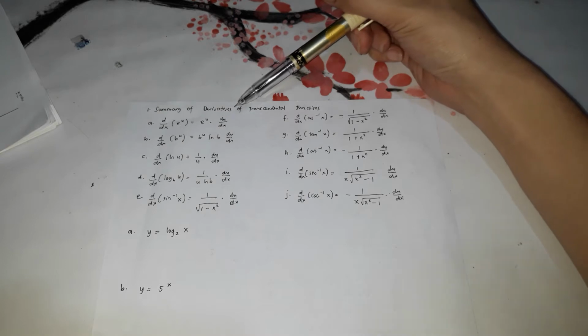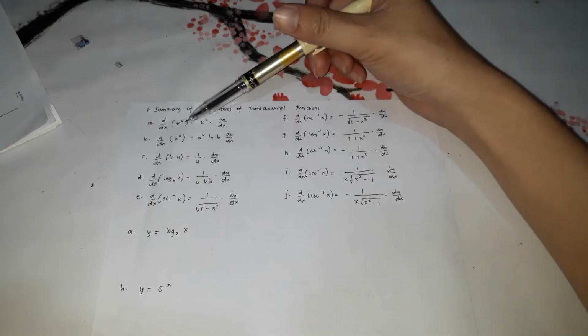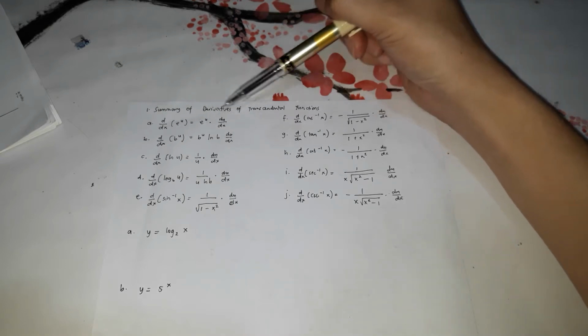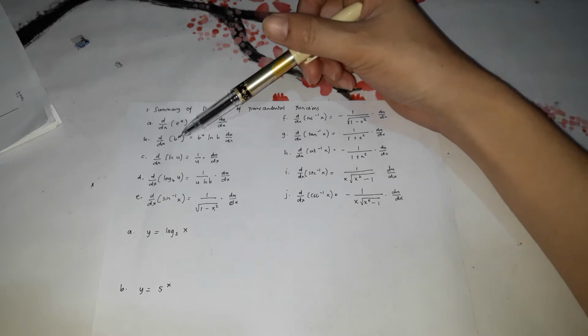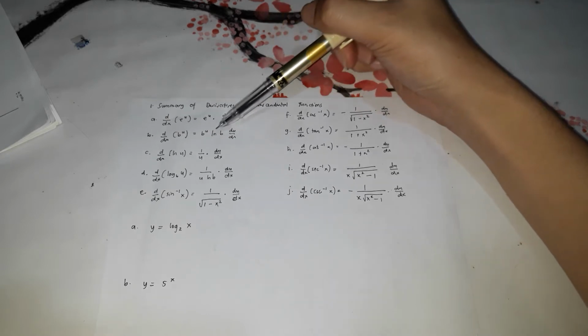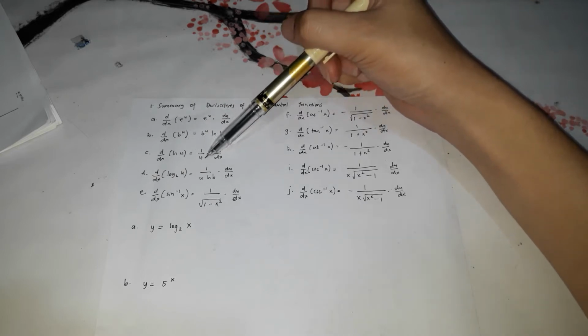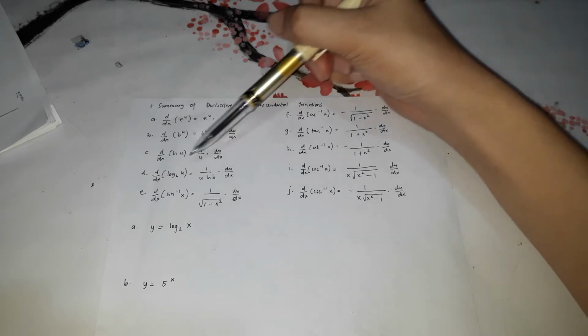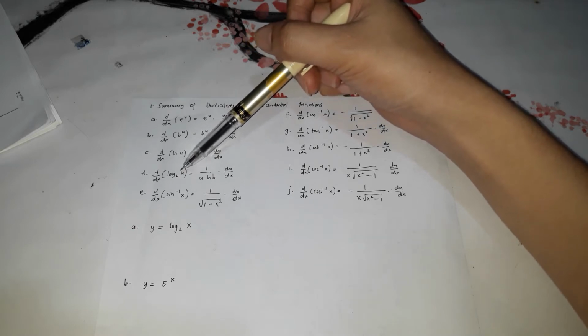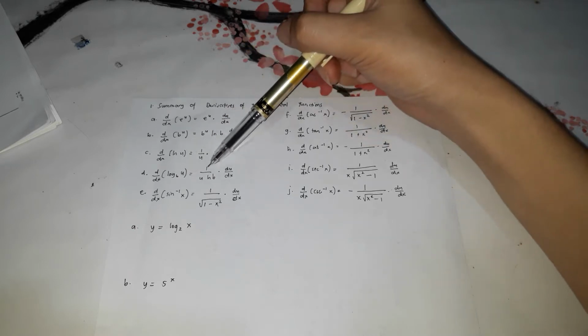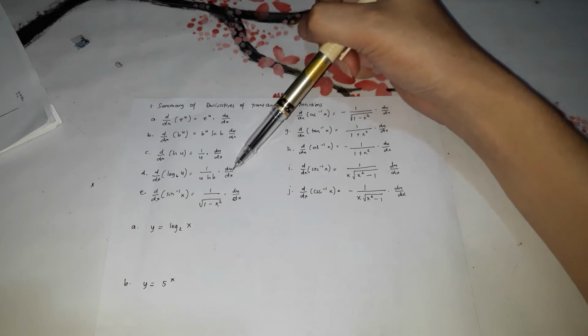So now we're going to find the derivative of some transcendental functions. These are the summary of the derivatives. Letter A: the derivative of e to the u is e to the u times du over dx, or b to the u is b to the u ln b du over dx. ln u is 1 over u times du over dx. Log of u to the base b is 1 over u ln b times du over dx.